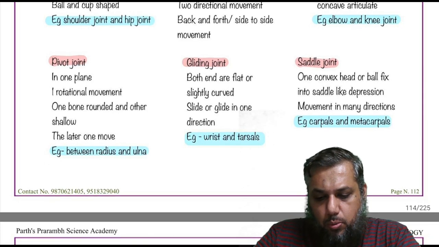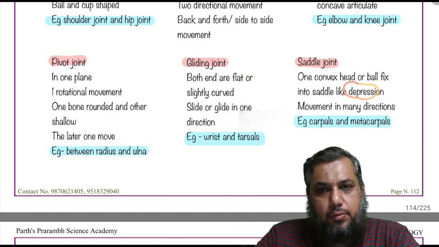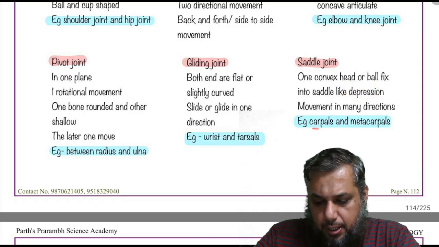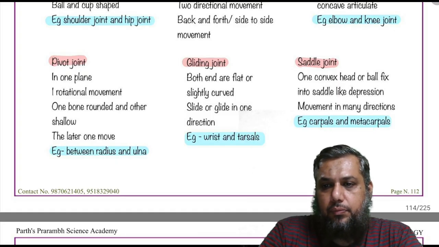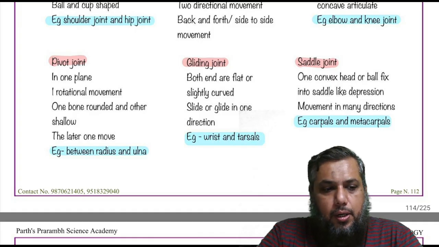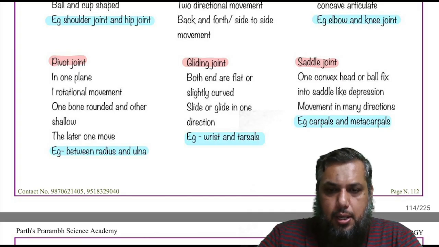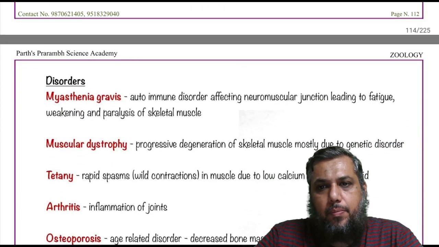Saddle joint, जहाँ पे one convex head होता है, ball like, which fits into the saddle like depression of the other. इसके एग्जाम्पल्स में आते हैं carpals and metacarpals. So the saddle joint is present between the carpals and the metacarpals of the thumb. So you're supposed to remember the name of the joint and its example from the NCERT.